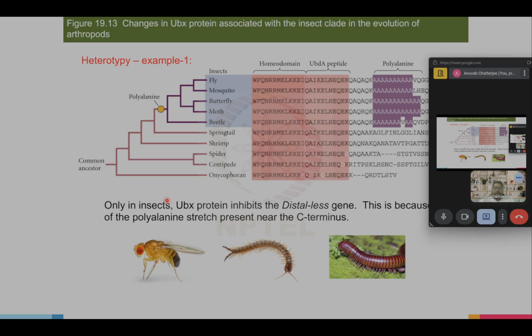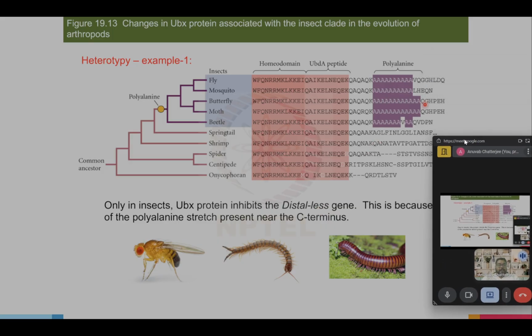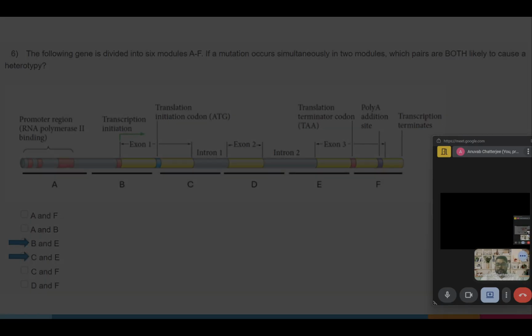So only in insects, ultrabithorax protein inhibits the distalless gene. This is because of the polyalanine stretch in these particular insects, and distalless causes shortening of the number of limbs. So since ultrabithorax starts inhibiting it, you have so many limbs in insects.